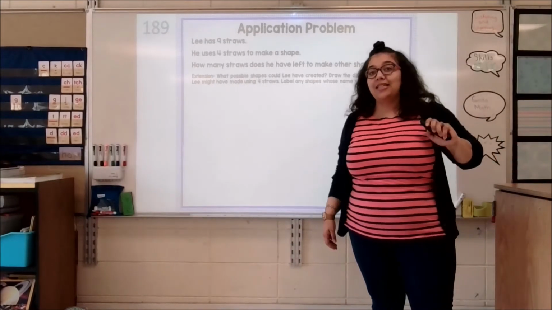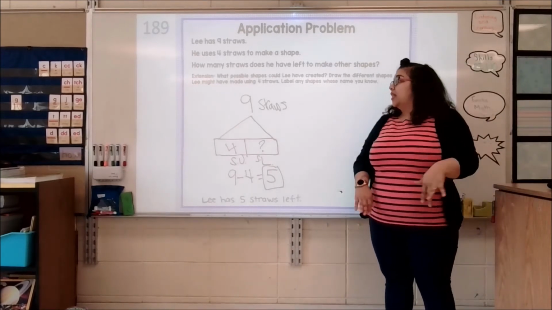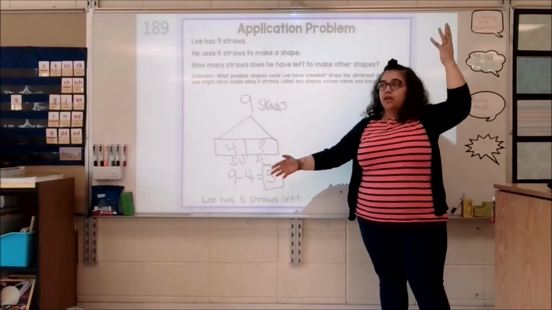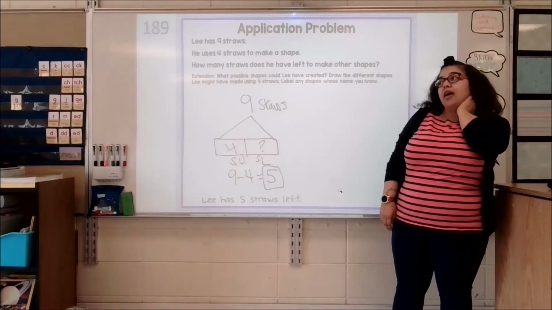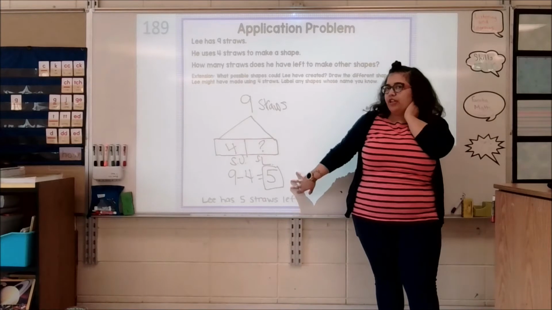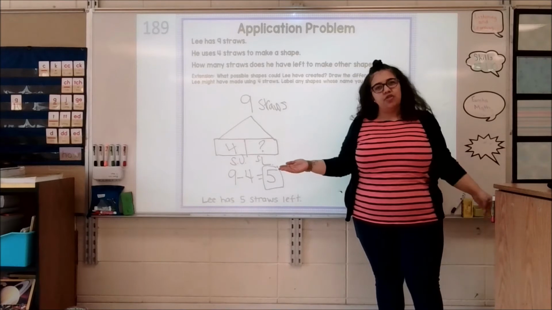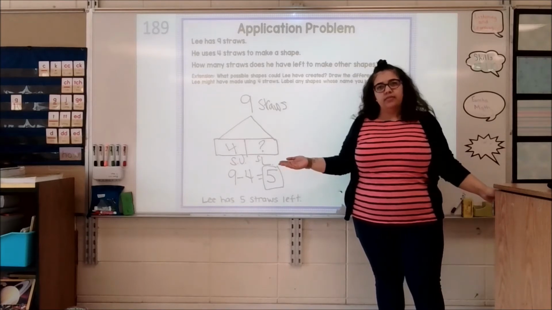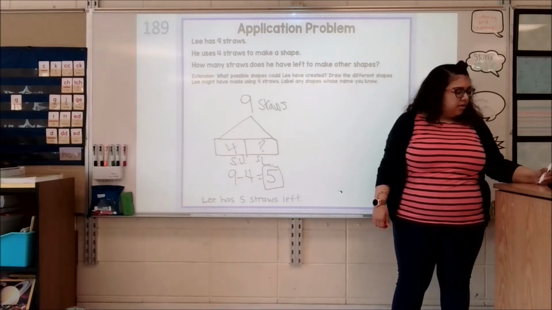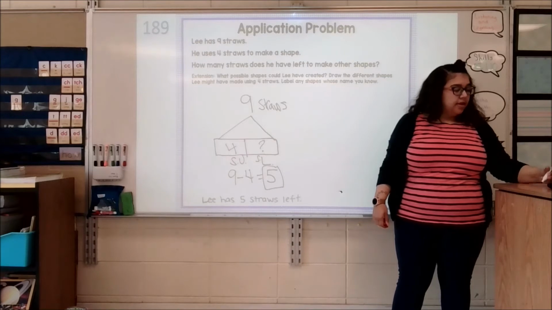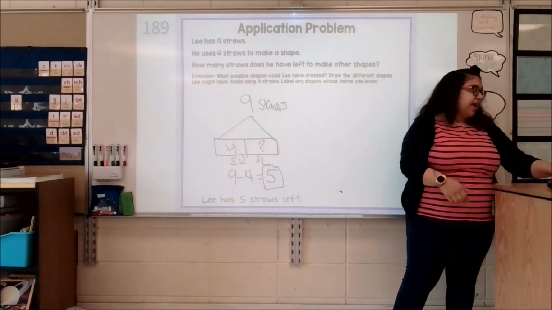All right. So we see that using our tape diagram strategy, knowing that he has 9 straws and he used 4 to make our shape, we can find our missing part to see how many he has left. Which operation did we use to solve this problem? The whole minus a part equals a missing part. Is that addition or subtraction? It is subtraction. Good. So Lee has 5 straws left.